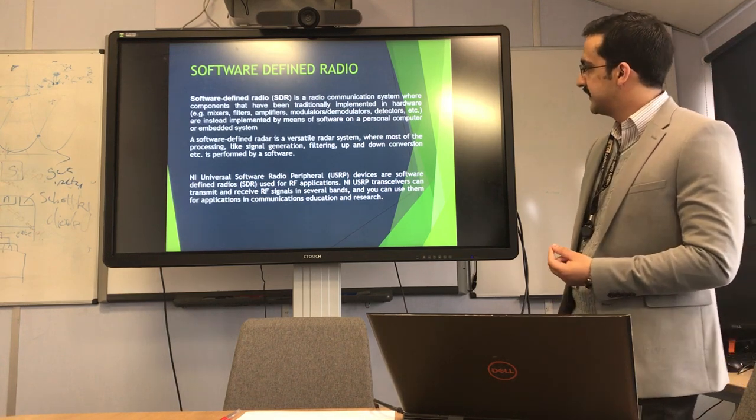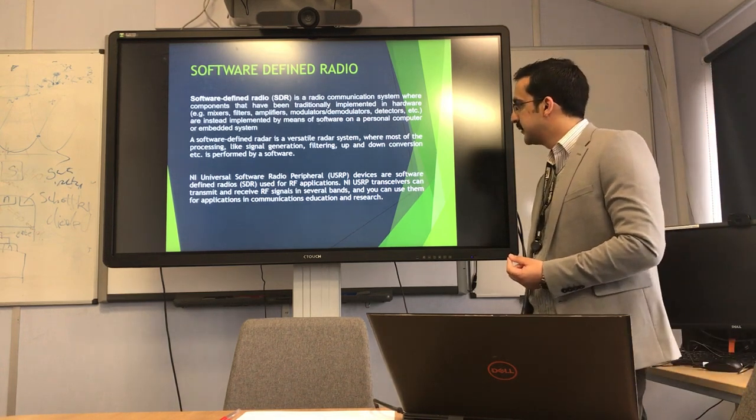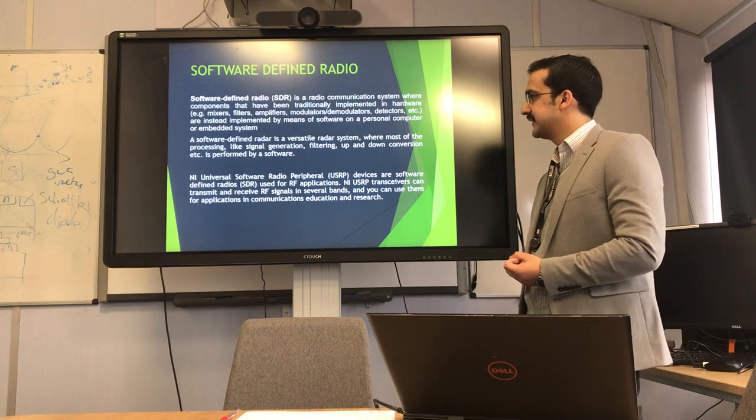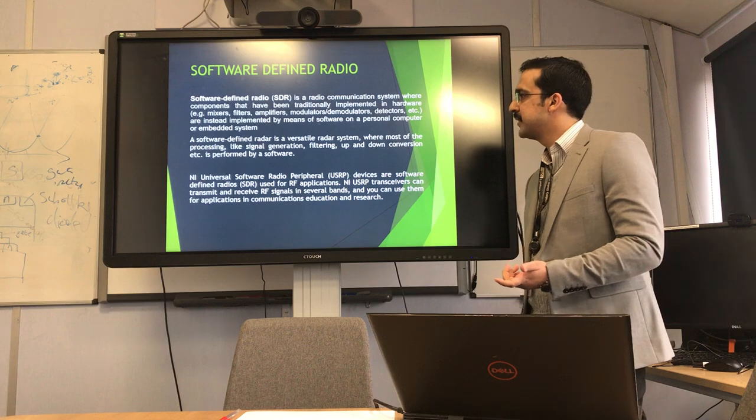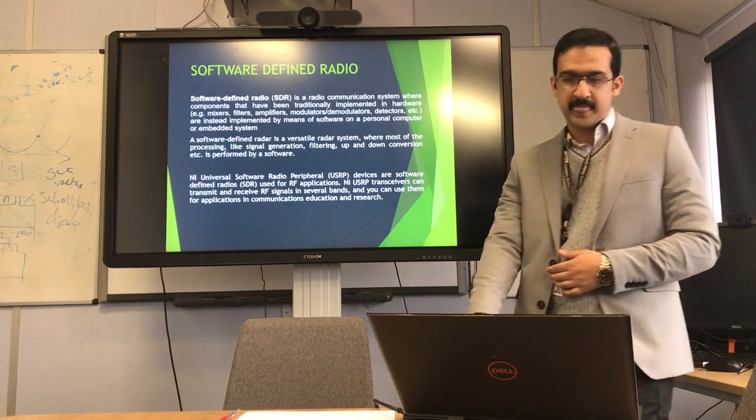The NI-USRP are the Universal Software Radio Peripheral devices. These are basically the SDRs that are manufactured by National Instruments.